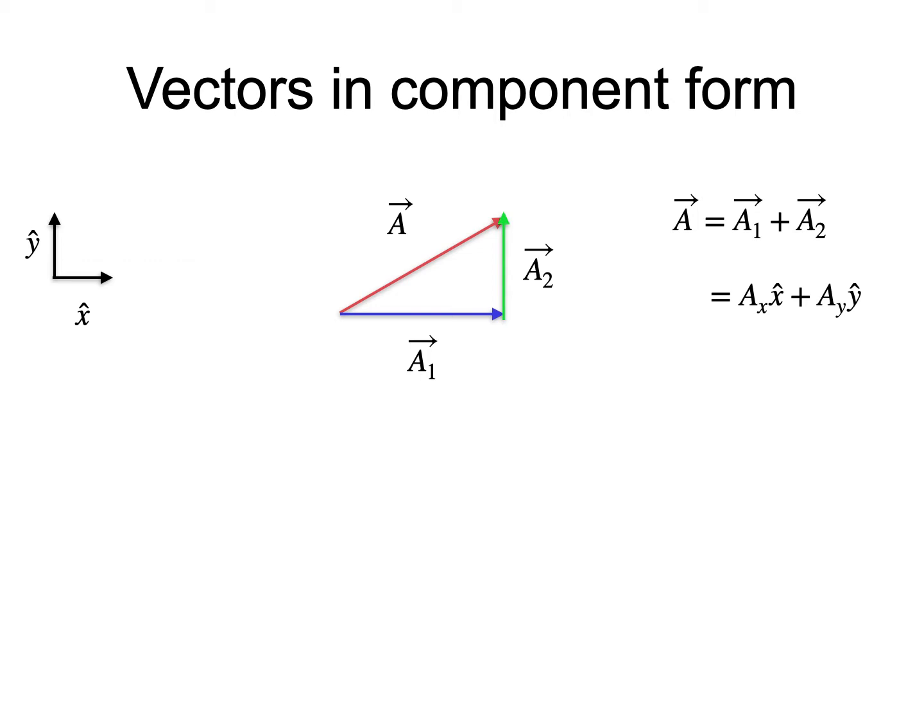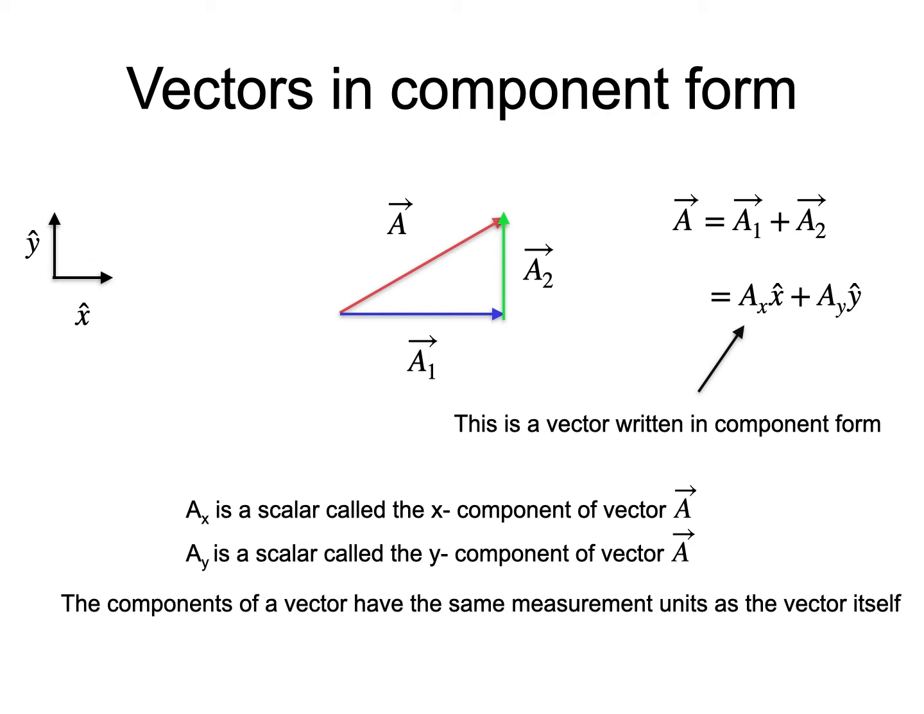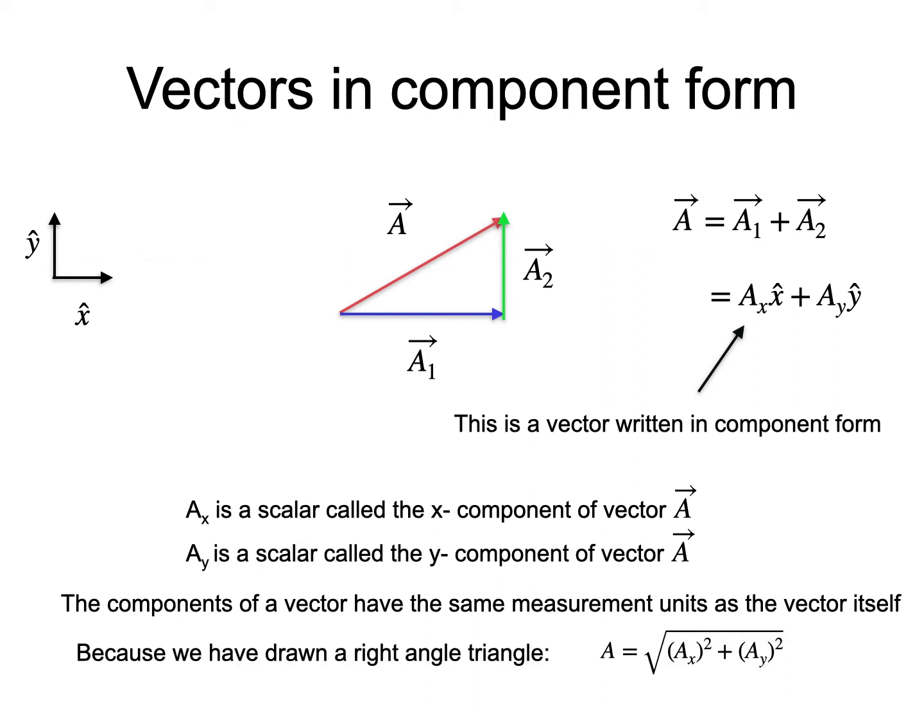Once you know AX and AY, you have a new way of describing a vector. The vector is said to be written in component form. AX is called the x component of vector A, while AY is called the y component of vector A. Notice that these components have the same measurement units as the vector itself, and because we have drawn a right-angled triangle, we can use the Pythagorean theorem to write a relationship between the magnitude of the vector and its components.